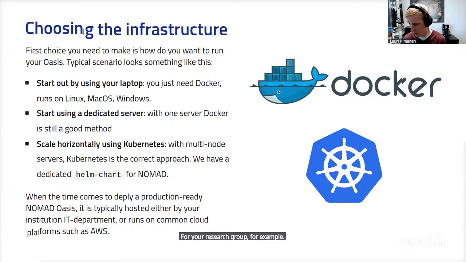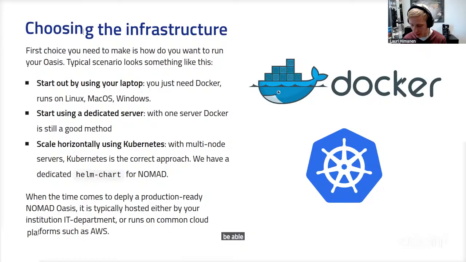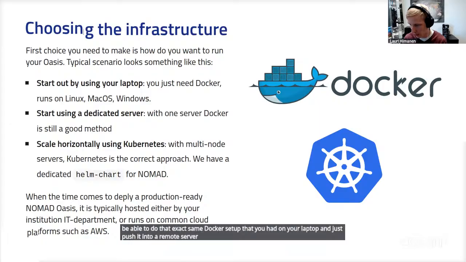And with one server, one virtual machine, for example, Docker is still a good method there. So you'll basically be able to do that exact same Docker setup that you had on your laptop and just push it onto a remote server, and you have it running on your network.